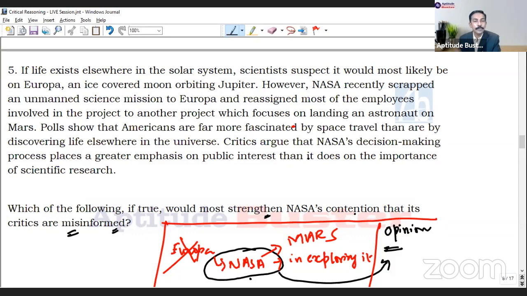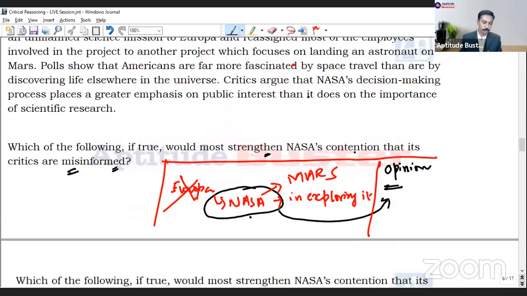Thereby, you have to identify a choice from the options which justifies why NASA, instead of exploring Europa, went on to explore Mars. Of the four options, you should find a choice to justify NASA's decision change. Let's try with each option now.